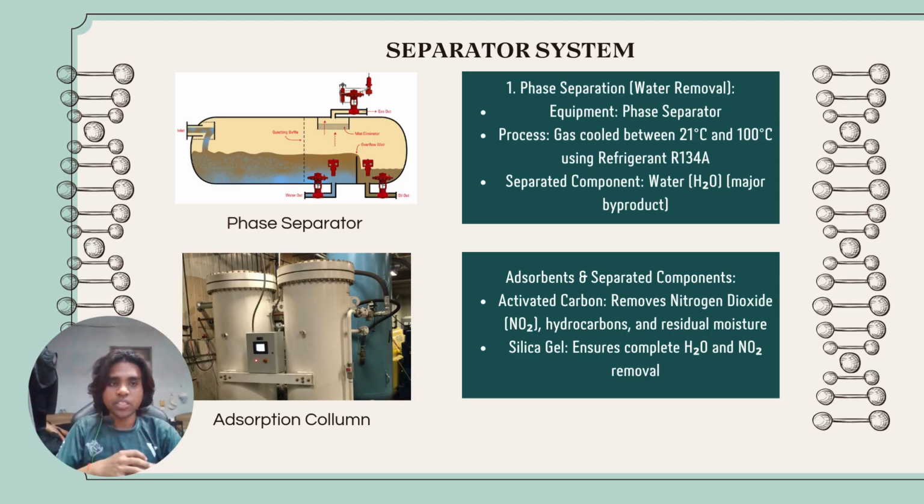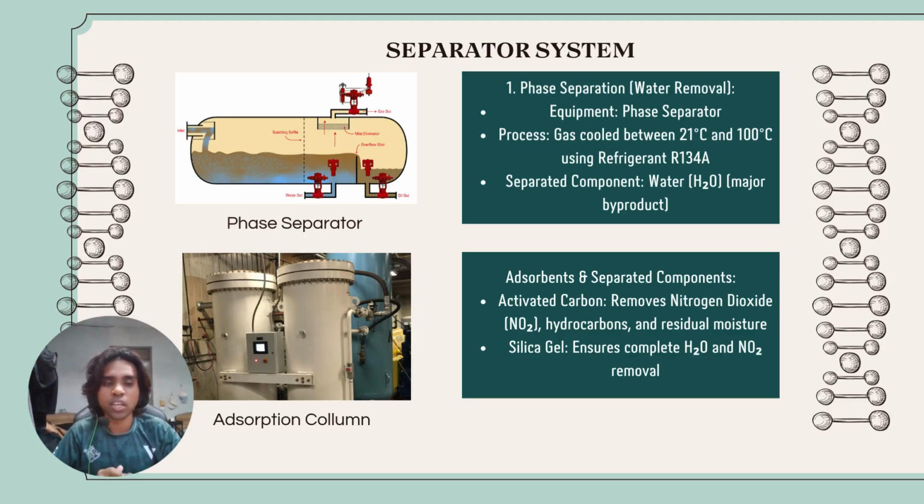For our purification system, we used a two-step process to achieve 99.9% pure nitric oxide. First, we remove water using a phase separator. Since water has the highest boiling point among the gas mixture components, we cool the stream between 21 and 100 degrees Celsius using refrigerant R314B. This condenses the water into liquid form, which is then removed.